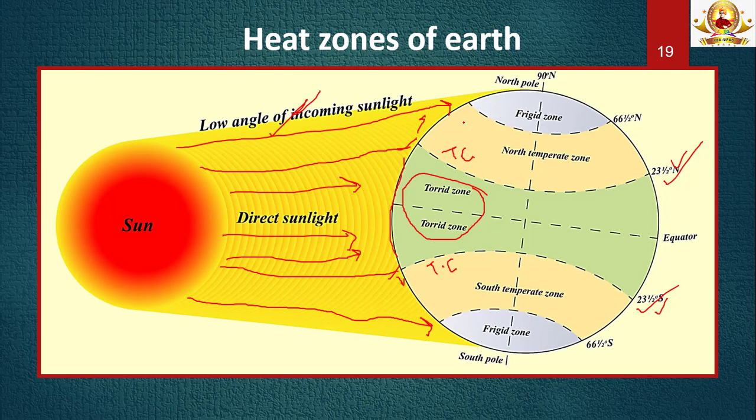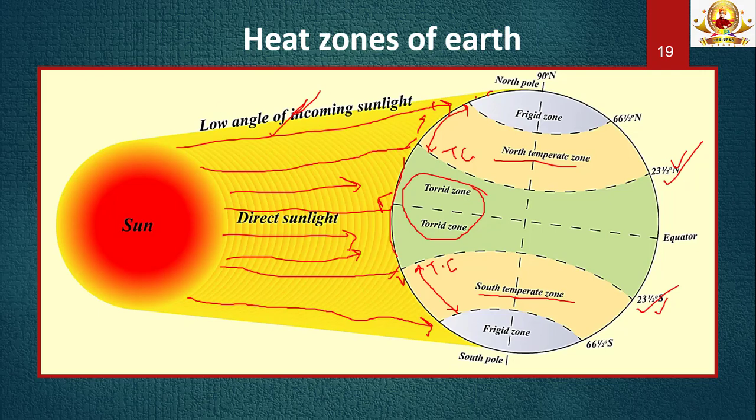These areas are bound by the Tropic of Cancer and Arctic Circle in the north. This is the Arctic Circle, and in the south, Tropic of Capricorn and Antarctic Circle. This is the southern temperate zone, this is the northern temperate zone. Now if we observe, the angle of sun rays is decreasing as we move from equator to pole. Here it is direct, that means it will be a 90-degree angle. Towards this it is reducing, and as we reach the pole it is decreasing more.